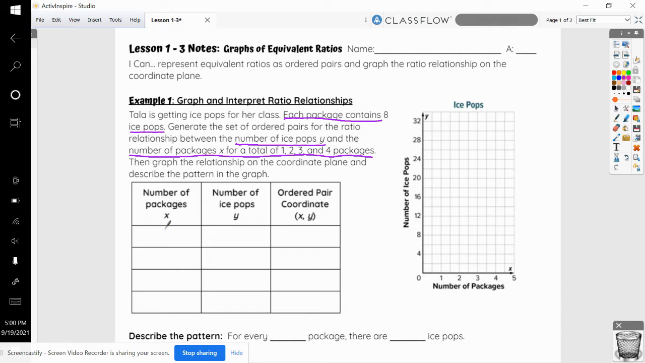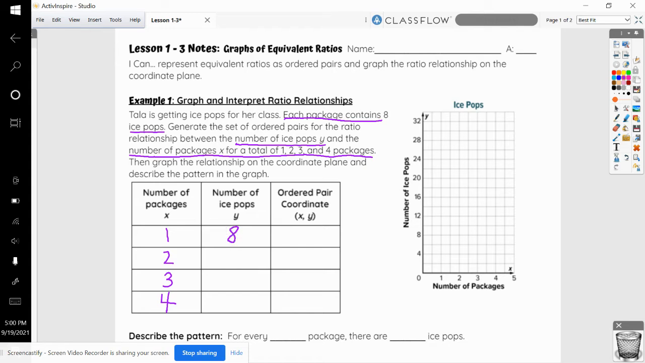So for our number of packages, we're going to have 1, 2, 3, 4. Okay, so fill that into your table. We're going to have 1 package, 2 packages, 3 packages, and 4 packages. So now we need to know how many ice pops are in those packages. And the problem tells us that each package, so 1 package, has 8 ice pops. So 1 package is 8.